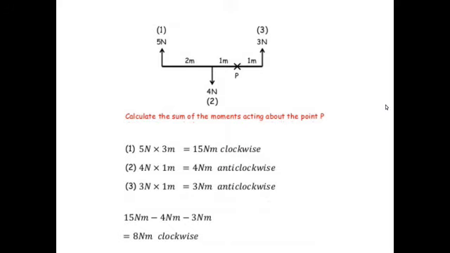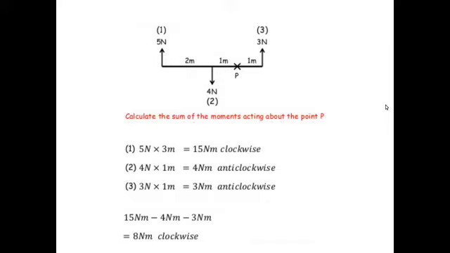Calculate the sum of the moments acting about the point P. So, yung problem natin is, hahanapin natin yung moment na nag-act dun sa P. So, number 1 is 5 newtons. So, clockwise siya kasi papunta siya dun sa P, and 3 yung distance niya kasi 2 plus 1 is equal to 3. So, 5 times 3 is equal to 15.